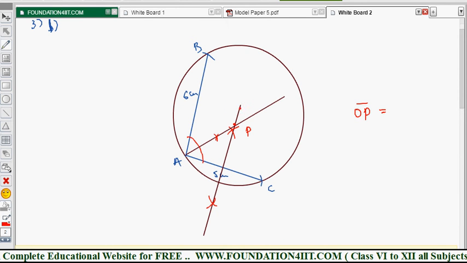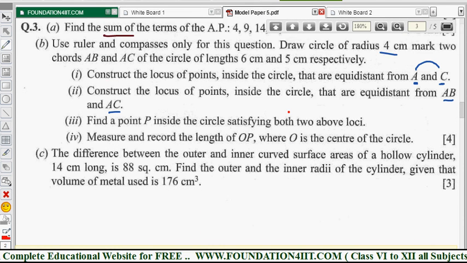O is the center of the circle. From the center of the circle to this P, that is the distance you have to find out. Use the scale. Reading approximately, according to this problem, you get 0.65 centimeters. That means less than a centimeter, so 6.5 millimeters. Complete constructions problems are available in the same channel. You can go through them. This is roughly explained. Let us see the next one.